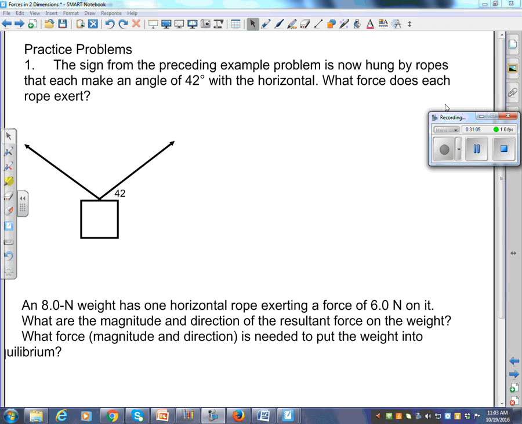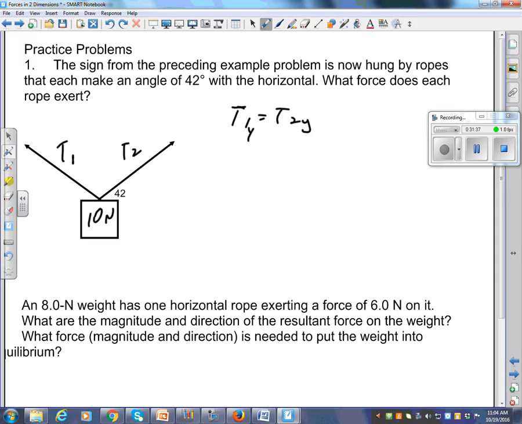All that happens here is the angle is changed, right? The sign from the preceding example problem is now hung by ropes that each make an angle of 42. What force does each rope exert? So again, 10 newtons, 42. Go. Tension 1, tension 2. You guys have it? No? T1 is equal to T2. T1y is also equal to T2y, which is equal to 10 newtons divided by 2, right? T1y is going to equal 5.